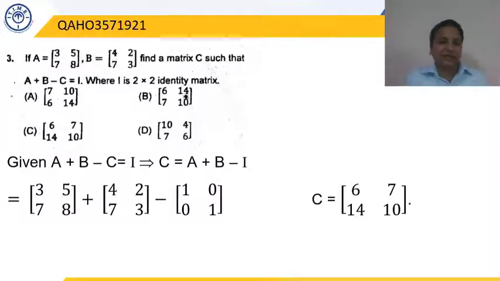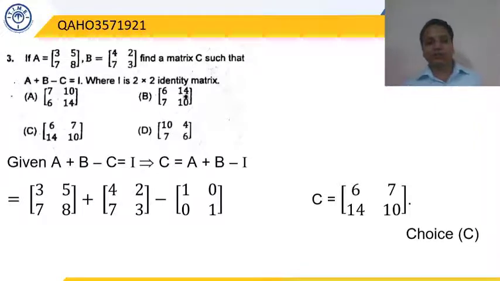Minus 1 is 10. Now if you carefully look at the choices, you got 6, 7, 14, 10, which is nothing but choice C. Choice C is my answer. I hope this is clear. Straight away, basic operations we have done. In this operation we have added and subtracted also.